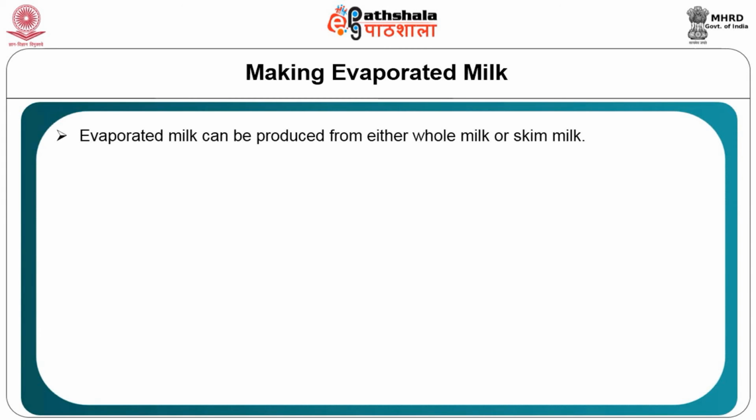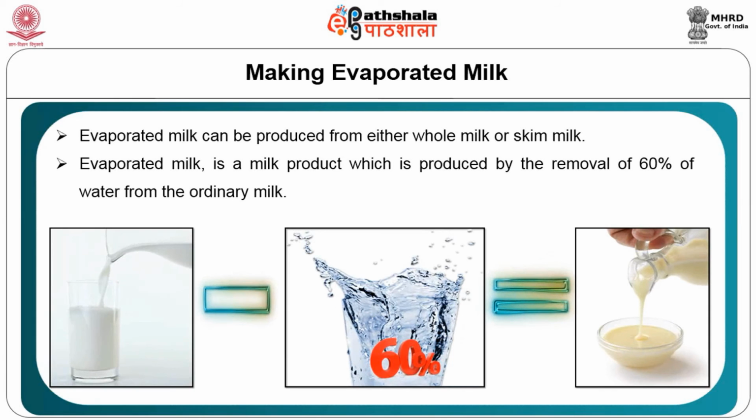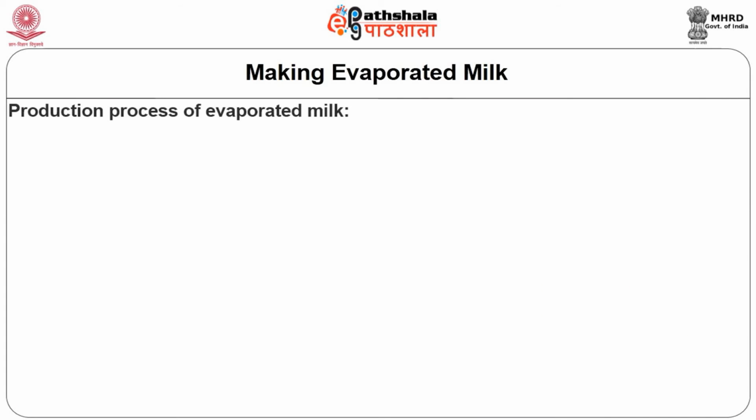Evaporated milk can be produced from either whole milk or skim milk. Evaporated milk is a milk product which is produced by the removal of 60% of water from the ordinary milk and is usually sold in cans. Production process of evaporated milk.